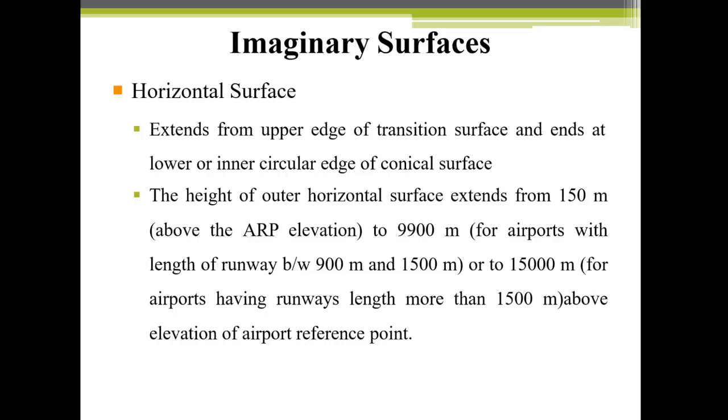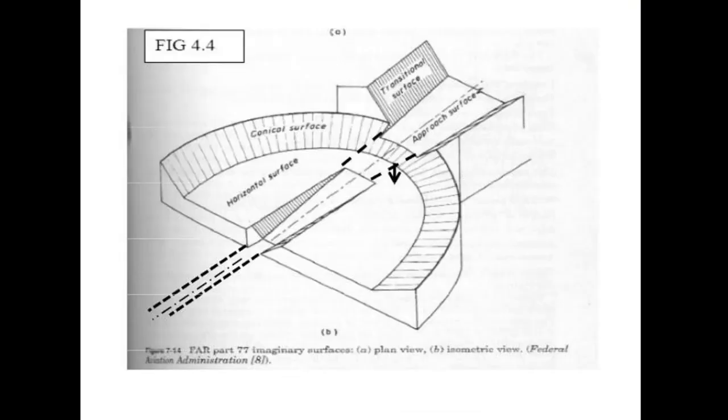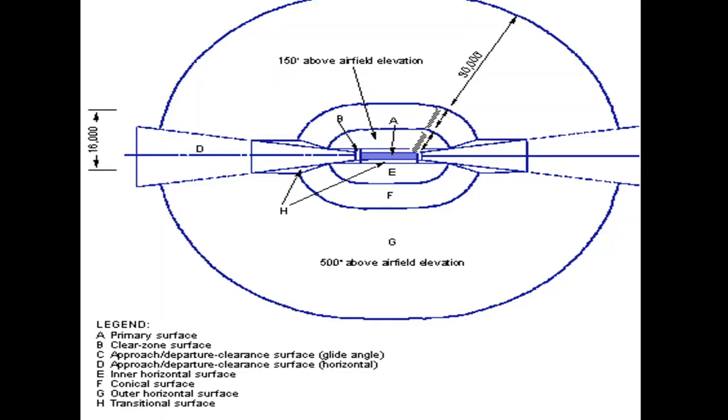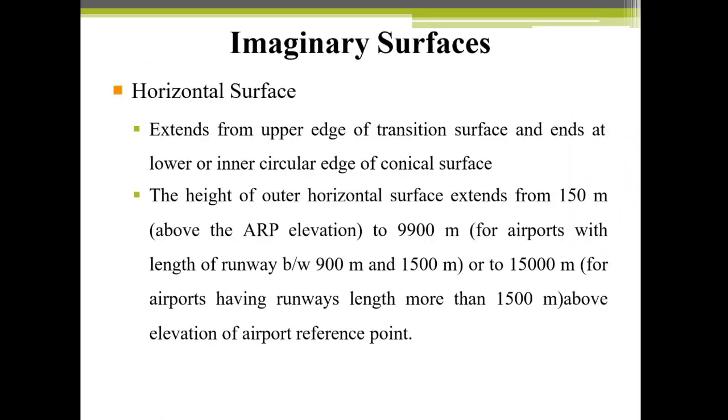Now we will see the horizontal surface. It extends from the upper edge of the transition surface and ends at the inner circular edge of the conical surface. The height of this horizontal surface extends from 150 meters to 9900 meters or to 15,000 meters for airports having runway length more than 1500. The conditions are given, and depending upon that, the height of the outer horizontal surface is distinguished.